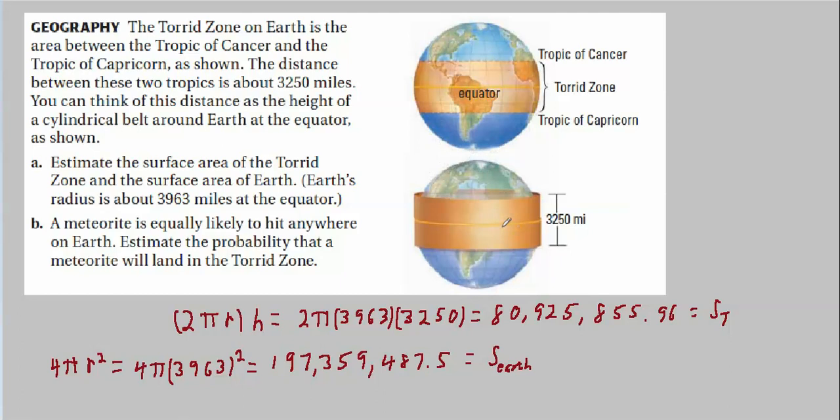Well, you would just take the band here that you're concerned about and divide that by the entire surface. So you would get the surface of the torrid zone divided by the entire surface of, let's just say, big E for Earth. And if you take this number and divide it by this great big number, you will get 0.41, or 41%.